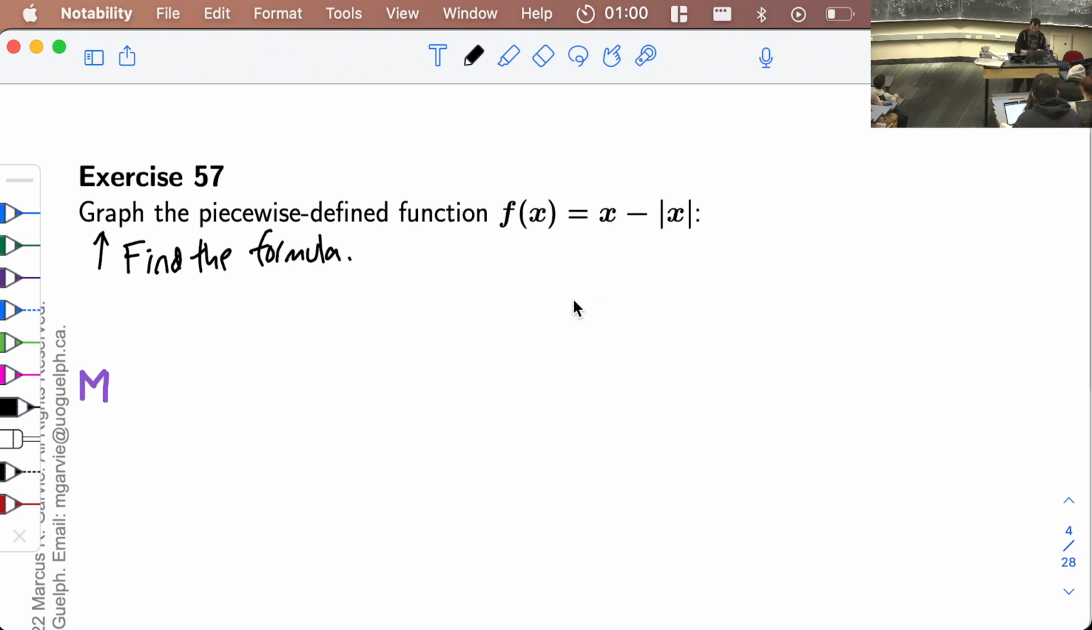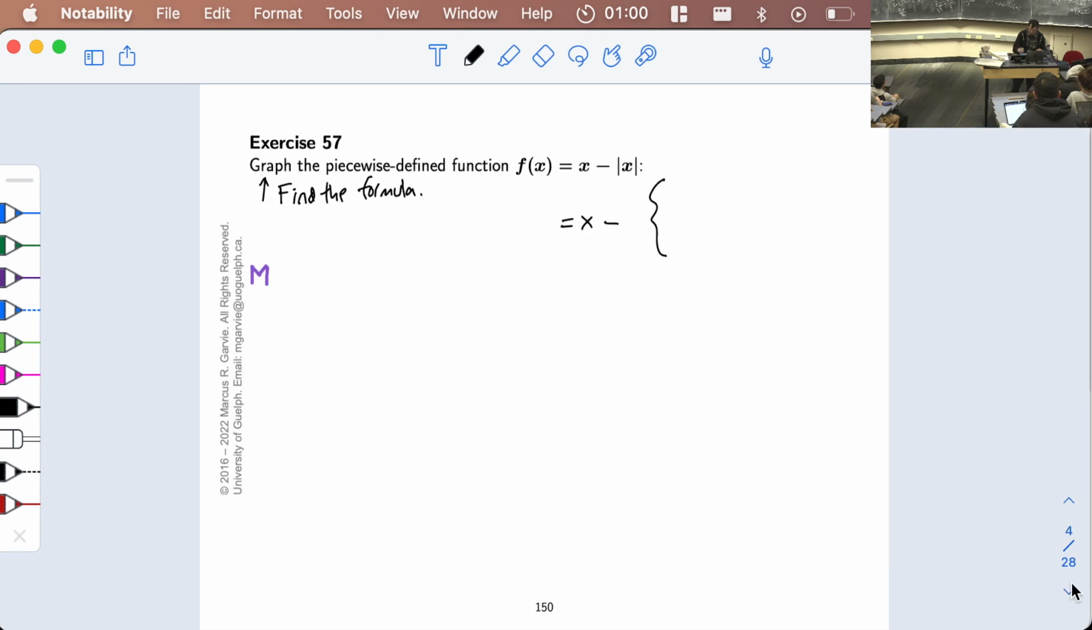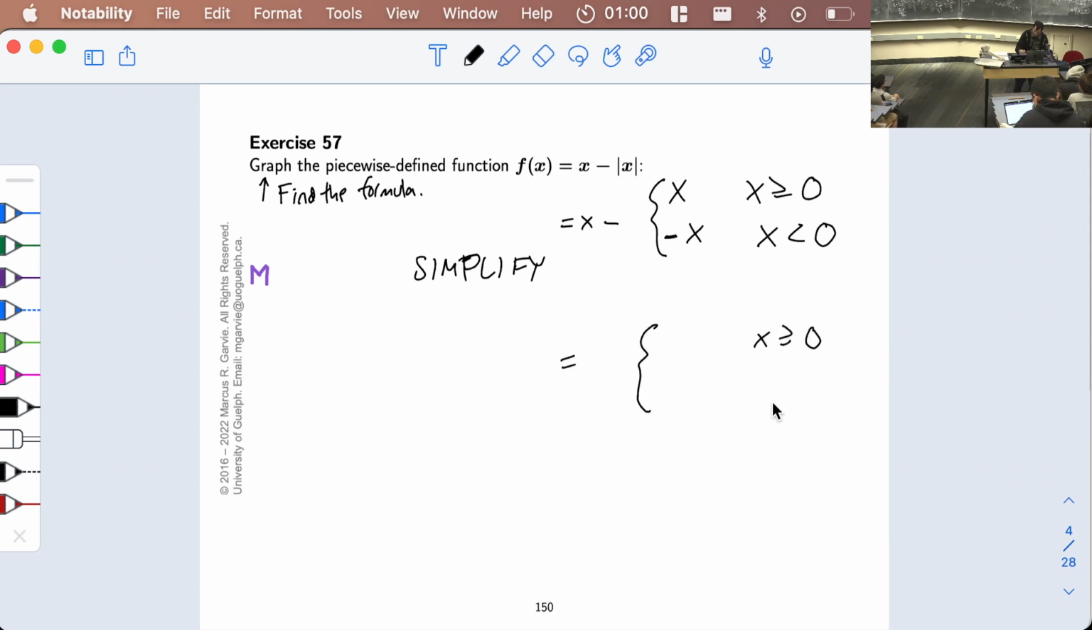So my starting hint is let's just rewrite the absolute value function. The absolute value function is something if x is greater than 0, and something else if x is less than 0. It's x if x is bigger than 0, and it's negative x if x is less than 0. And now if you simplify, I'm going to get something if x is bigger than 0, something else if x is less than 0. I want you to think about it and fill in what the two question marks are.